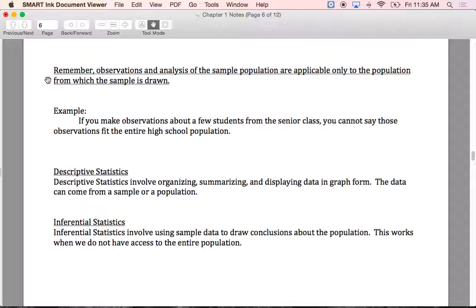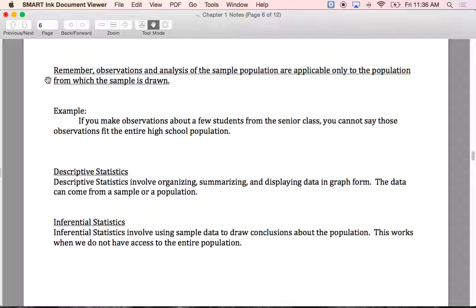Okay, remember, observations and analysis of a sample population are applicable only to the population from which the sample is drawn. So, for instance, if you make observations about a few students from the senior class, you cannot say those observations fit the entire high school population. It's only based off of what your sample is. Also, remember, depending on your sample, you could have different outcomes. So I could choose 10 people and then choose another 10 people, and we get different responses. So the sample might reflect the population, but you still might get some varying numbers and different answers from sample to sample.